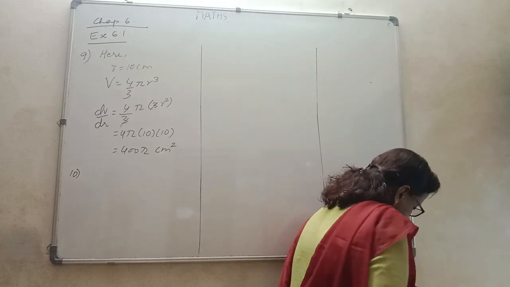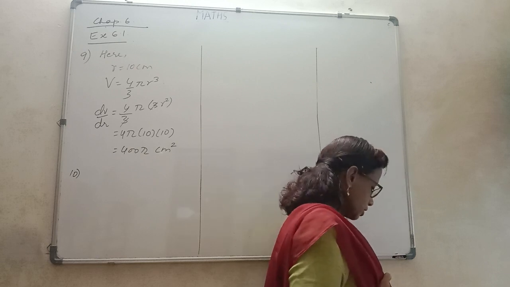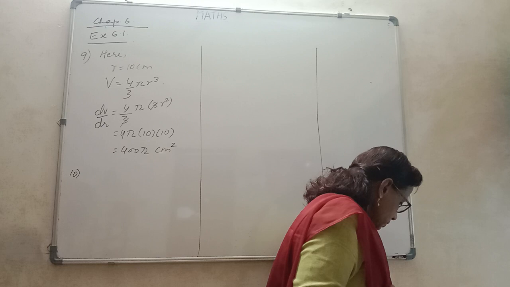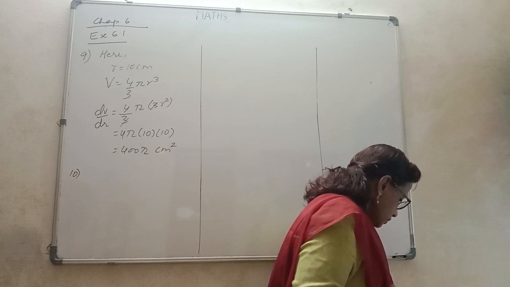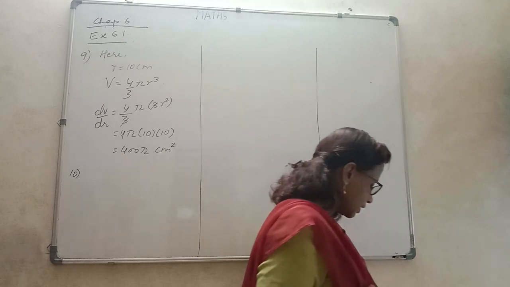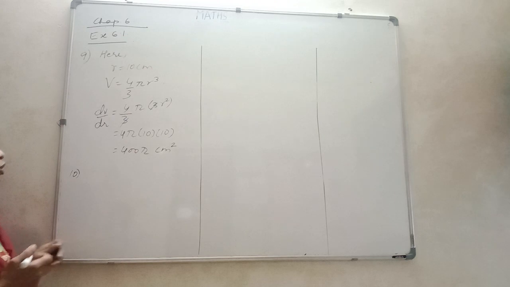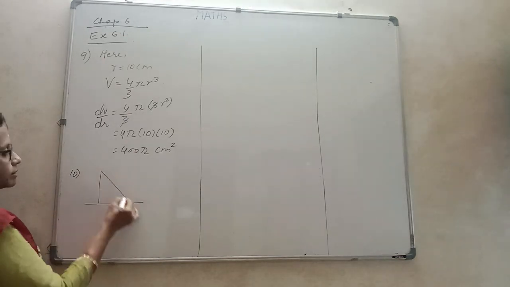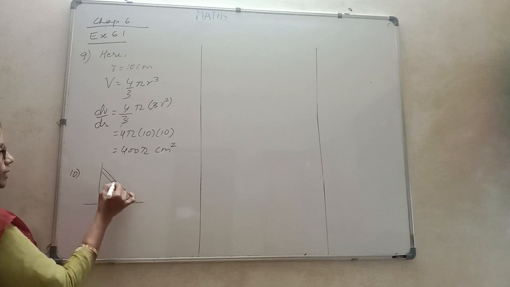The 10th question says that a ladder is 5 meters long, leaning against the wall. The bottom of the ladder is pulled along the ground away from the wall at the rate of 2 centimeters per second. How fast is the height of the wall decreasing when the foot of the ladder is 4? Quite many things. So it's like you have the wall over here. This is the wall. Obviously, this is the ground. And this ladder is leaning like this.